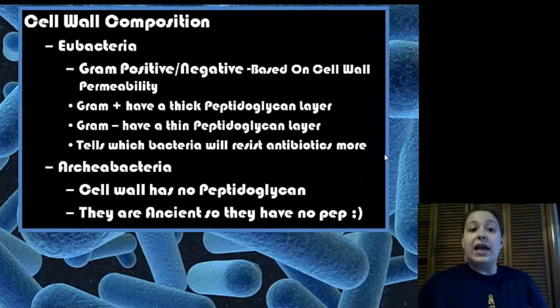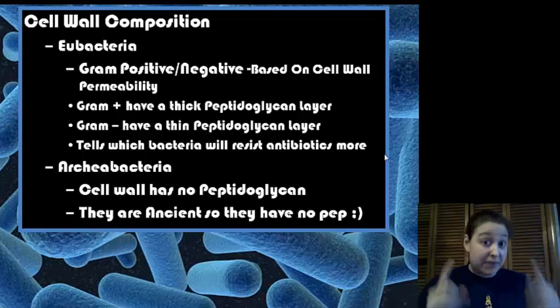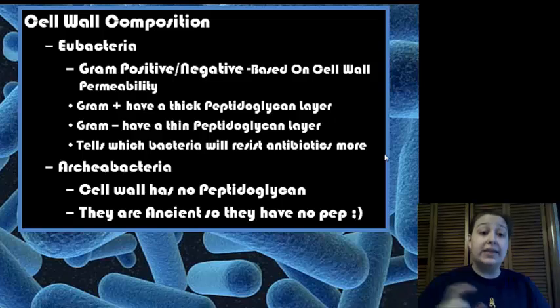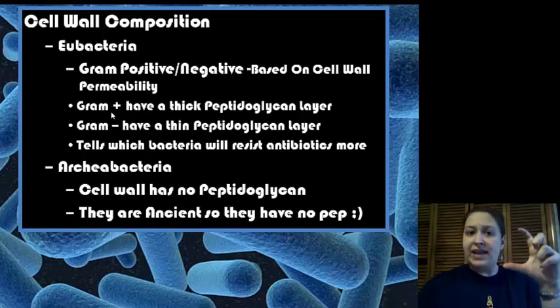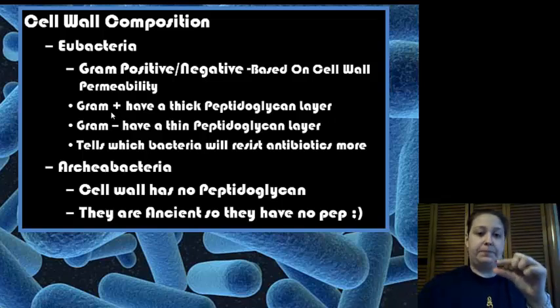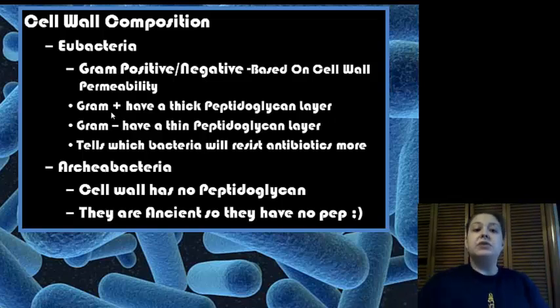We also have composition of the cell wall. Eubacteria are classified into two groups. It's called gram-positive or gram-negative, and it depends on how thick their peptidoglycan layer is. So it's based on permeability, if things can get in. A gram-positive has a really thick peptidoglycan layer. A gram-negative has a really thin peptidoglycan layer. So a thick peptidoglycan layer will be able to resist things from coming in because it's so thick. So these two different types can tell us which bacteria will be more resistant to certain antibiotics.